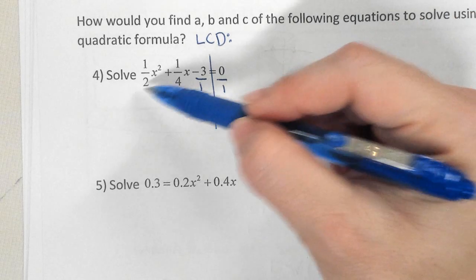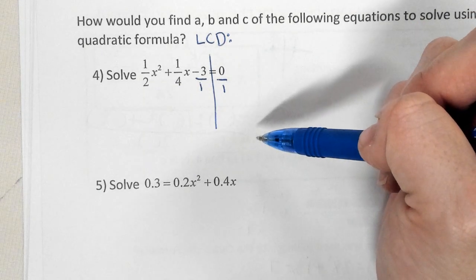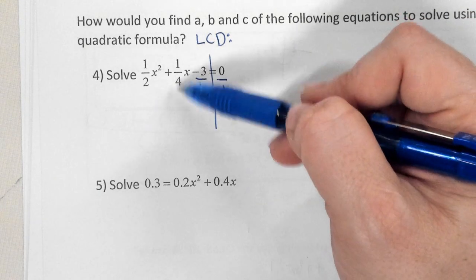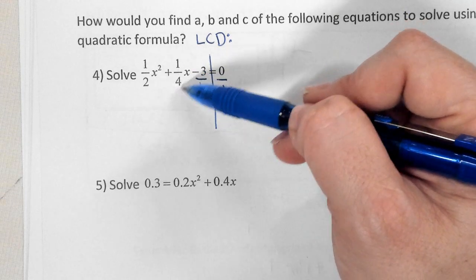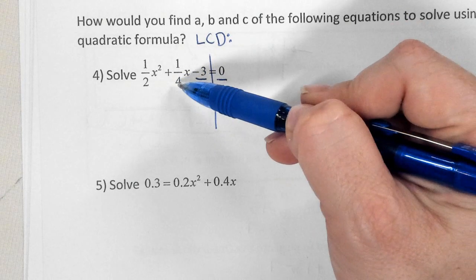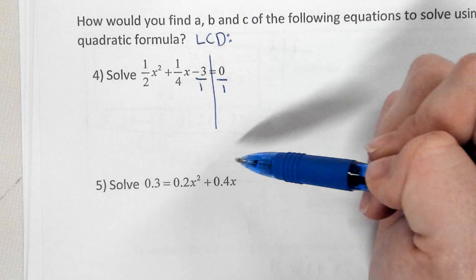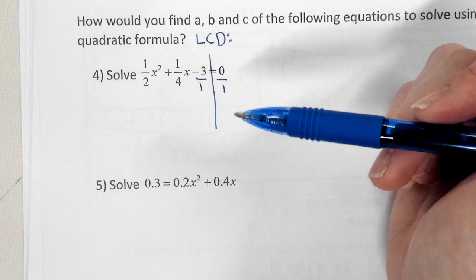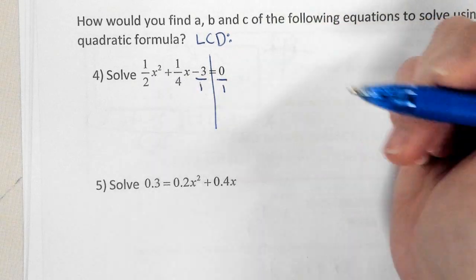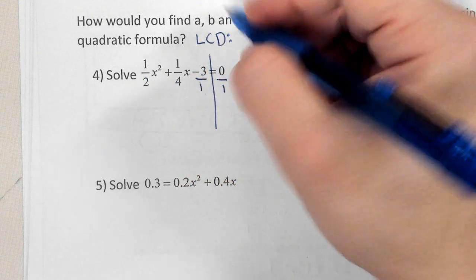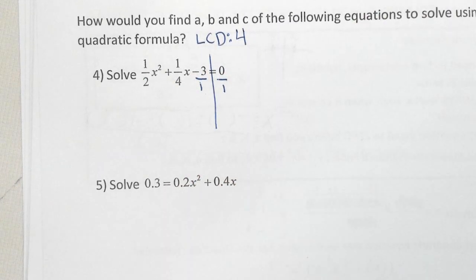And always find your biggest denominator. What's your biggest denominator? 4. Can 1/4 simplify? No. So can your other denominators turn into the 4? Can 2 turn into 4? By multiplying by what? 2. Can 1 turn into 4? By multiplying by what? 4. So 4 is our LCD. It's our least common denominator.